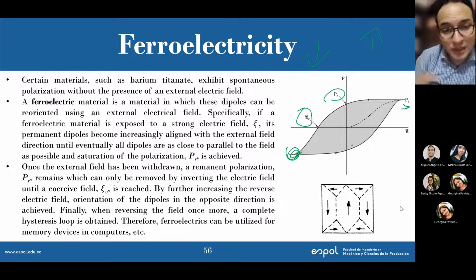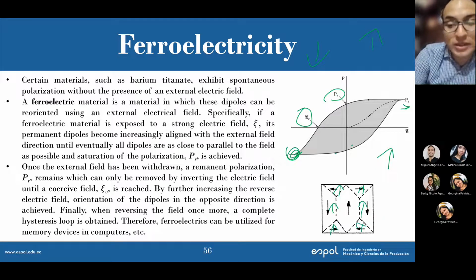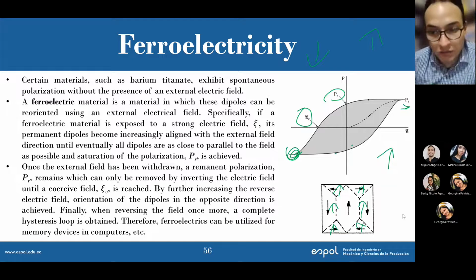So I have different domains in my material. And if I put an external electric field, they are all randomly oriented, right? If I put an external electric field in this direction, all those dipoles that I have there will start aligning in that direction. And that is the characteristic of a ferroelectric material. Okay?